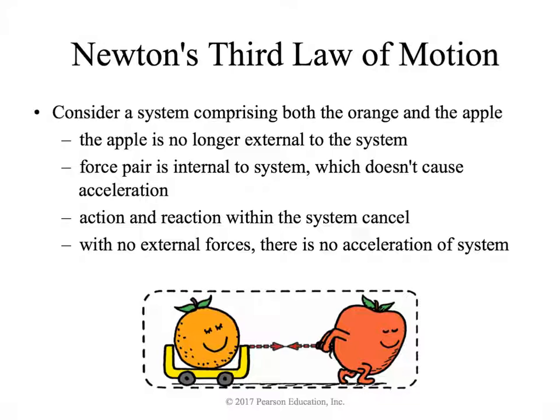But here's where it gets tricky. Now let's consider a system. We're not just considering the orange by itself anymore, but a system that has both the orange and the apple acting together. The apple is no longer external to the system. So the force pair is what's called an internal force pair, and that does not cause an acceleration. So the action and reaction within the system do cancel. There are no external forces, which means there's no acceleration in the system.